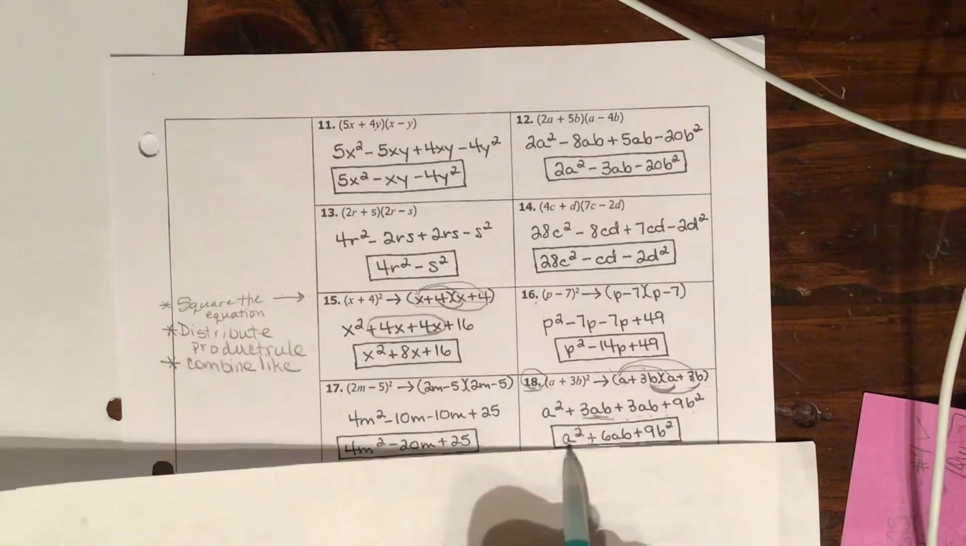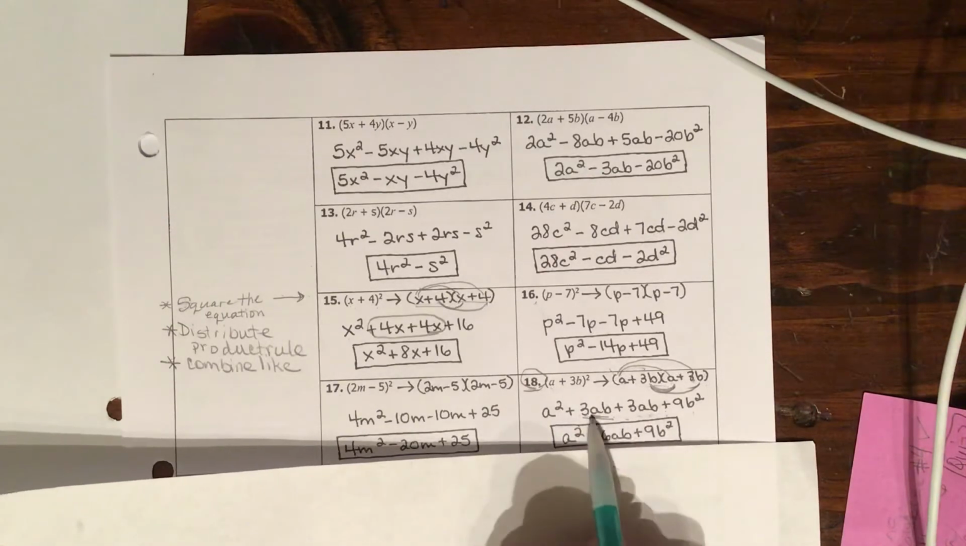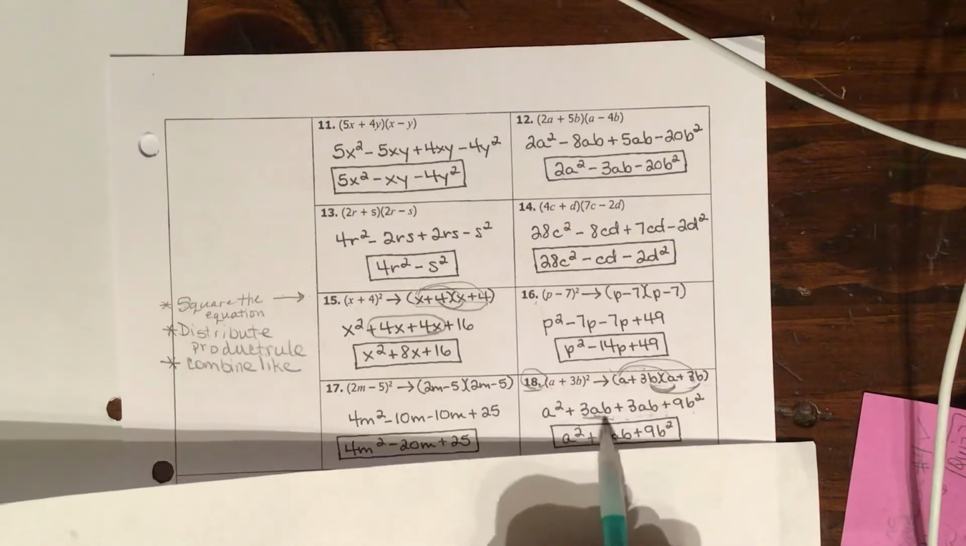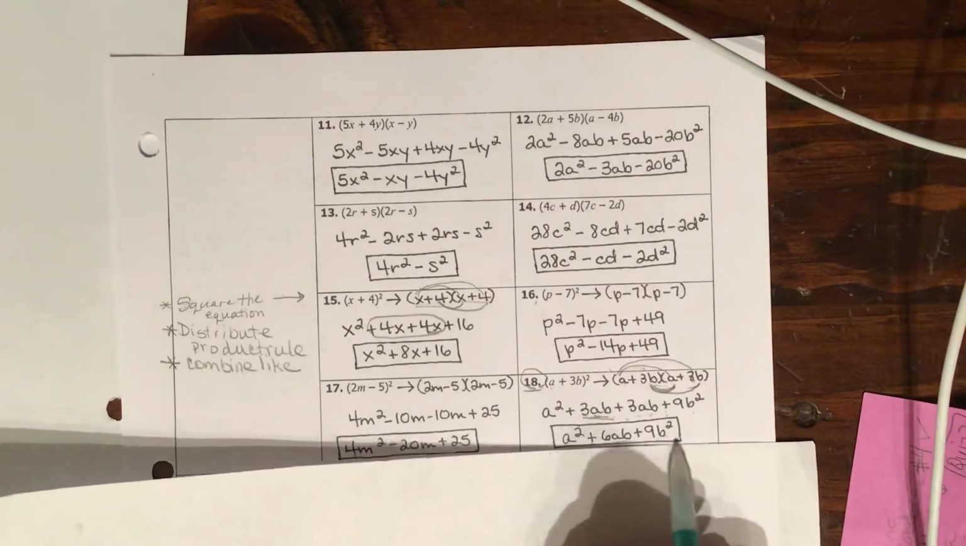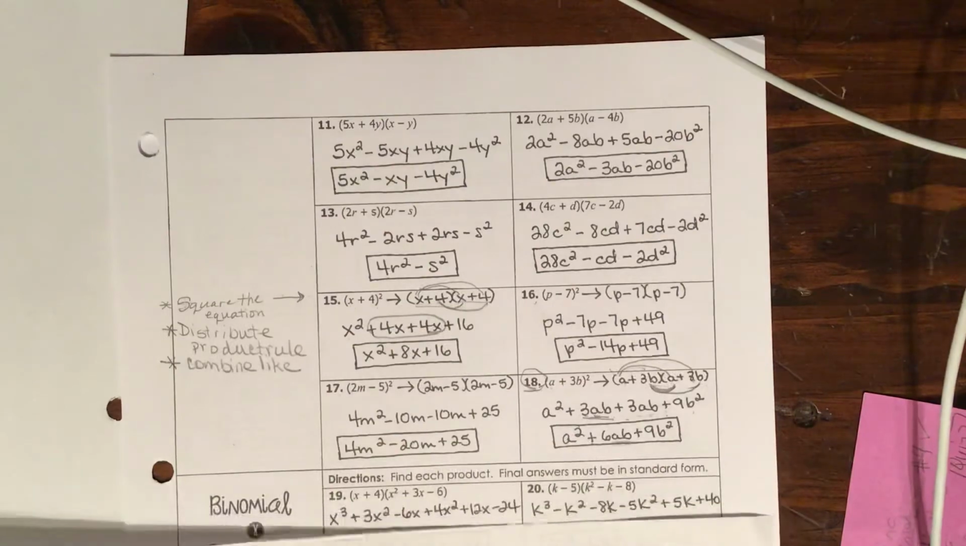So it's a squared plus 3 plus 3 is 6ab. These are like terms, and that's the reason you can identify like terms easier if you have it in ABC order. That's the reason they made that rule. And 9b squared. So that's the reason we did number 8 like that.